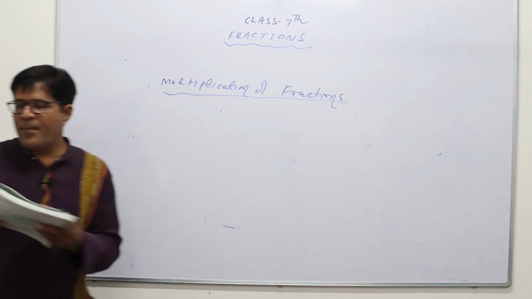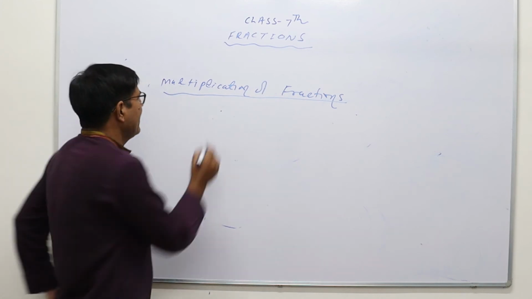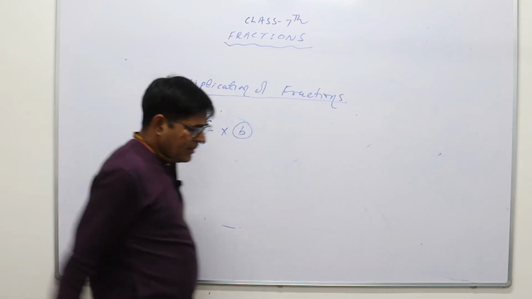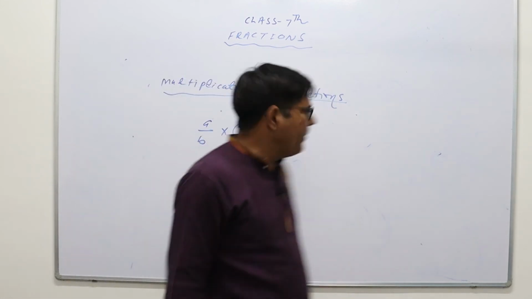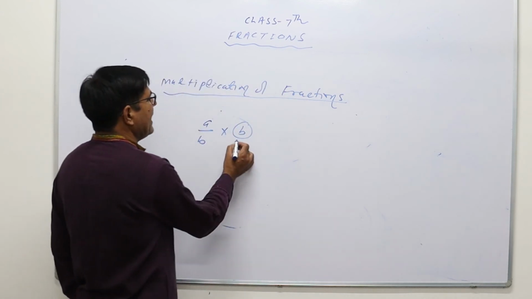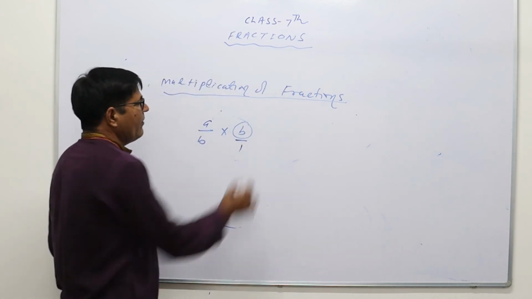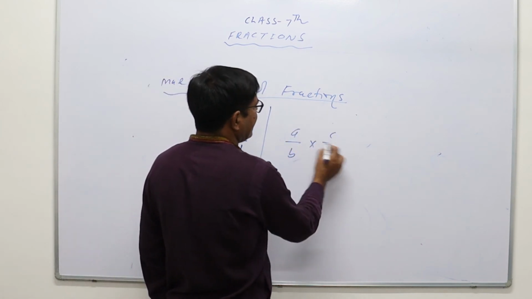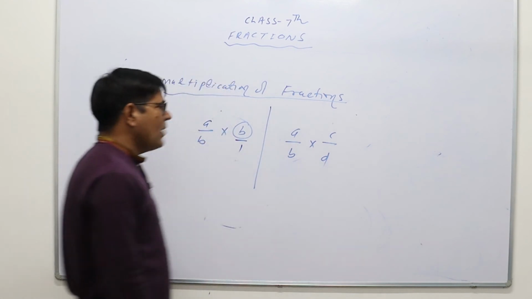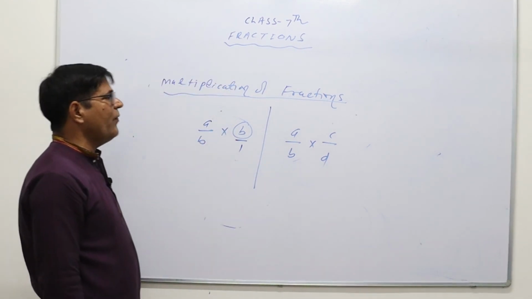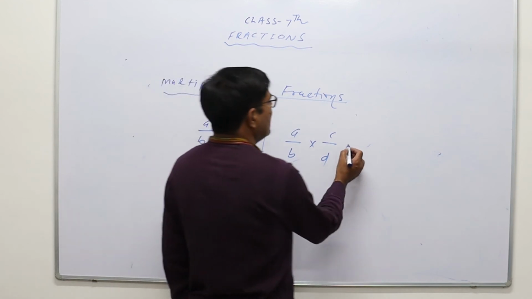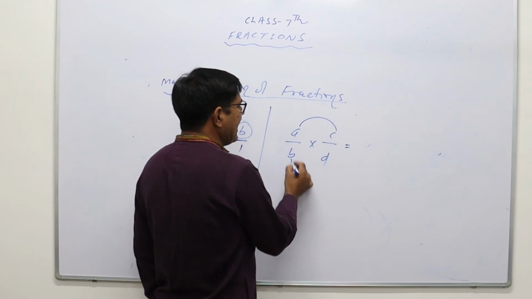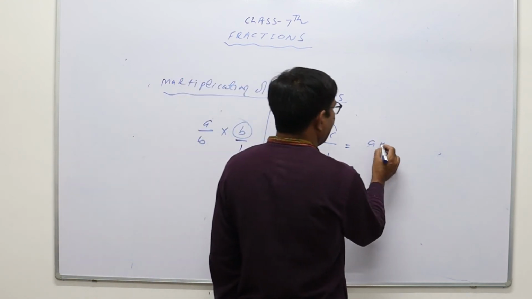In the previous topic, a fraction a upon b was given and it was multiplied with a whole number, and every whole number can be expressed as a fraction. Now in this topic, one fraction, let us suppose a upon b, and the second fraction is c upon d. So for multiplication of two fractions, how will we multiply?